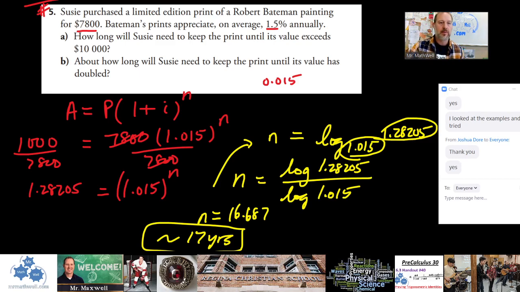Now, if we look at B, it says about how long will Susie need to keep the print until its value has doubled. Well, that's the rule of 72. So 72 divided by our annual interest rate, 1.5, gives me about 48. So the value will double. 7,800 times 2 is 15,600. That will happen in about 48 years. So that's question number 5. Any questions about that?